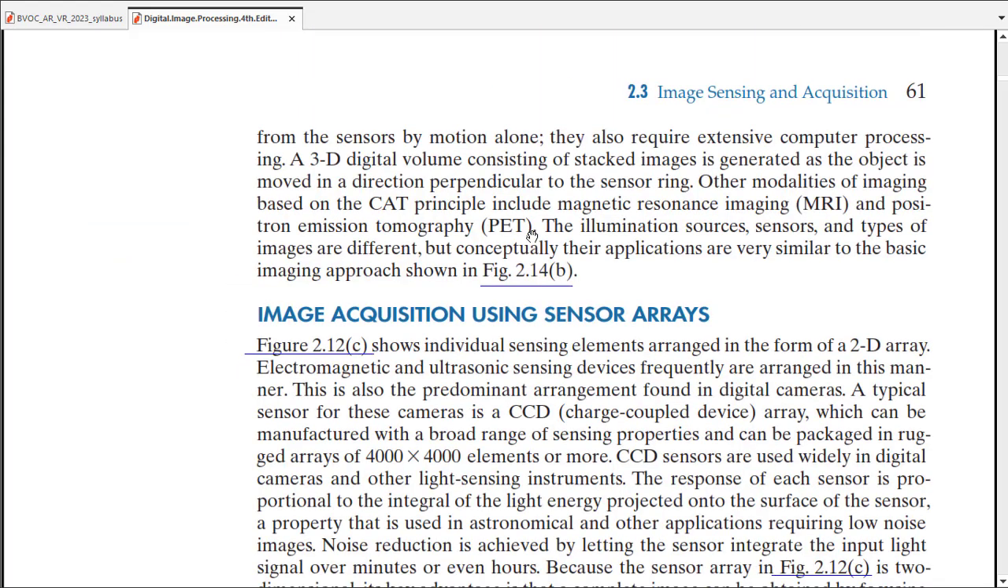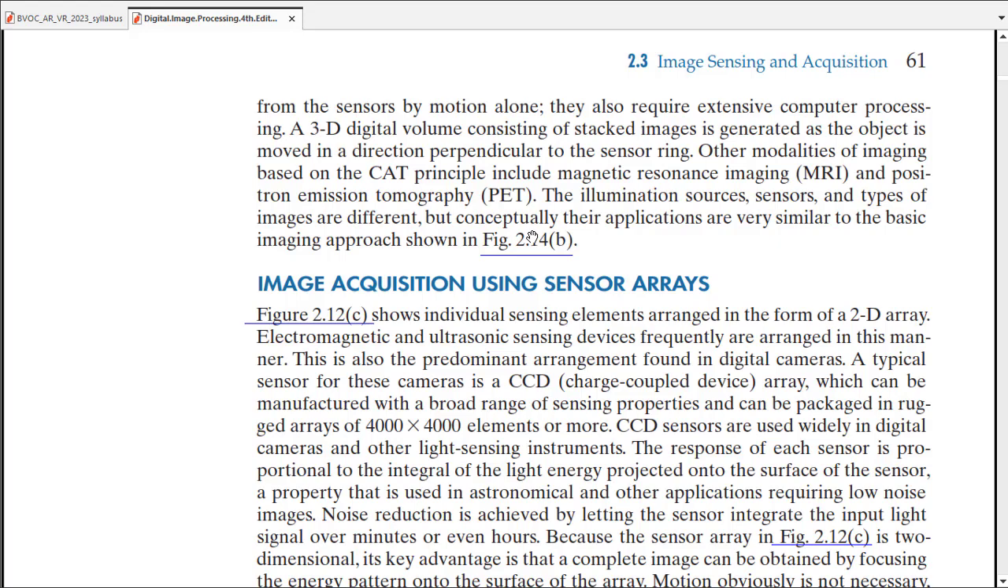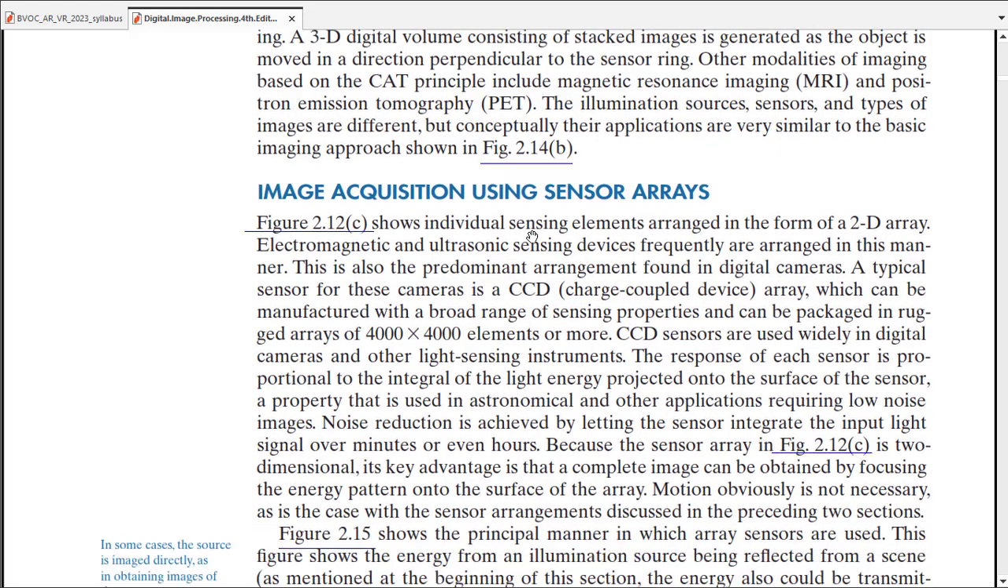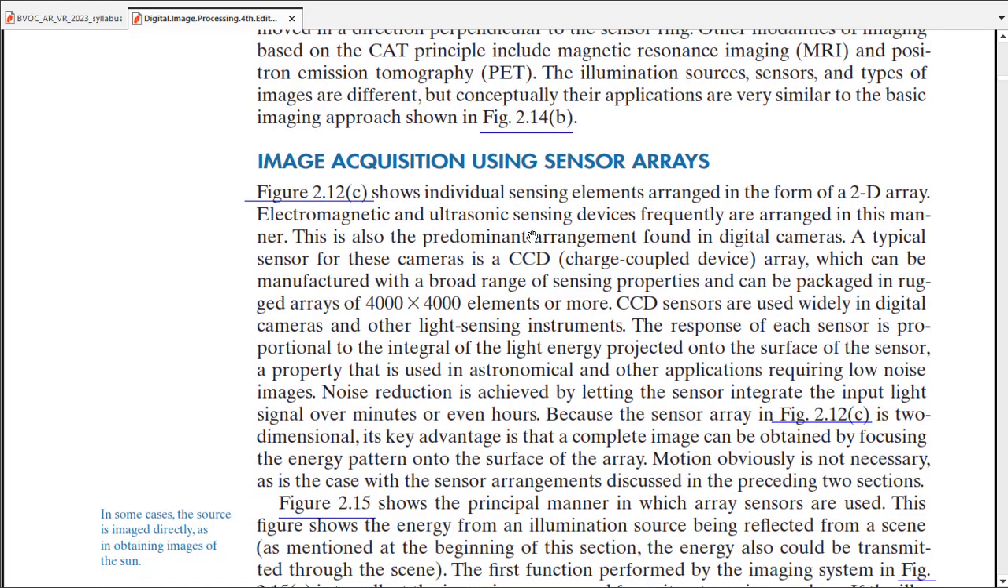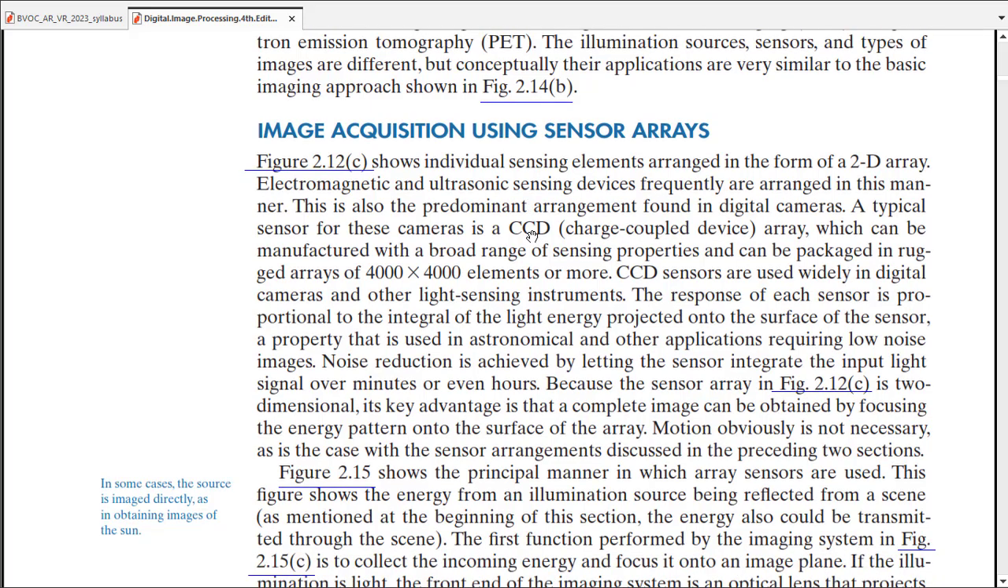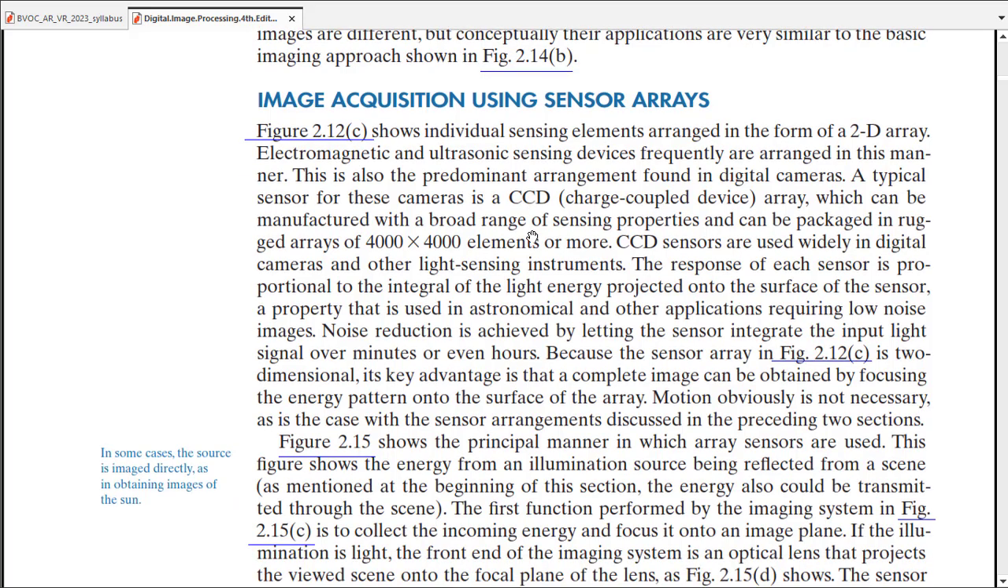So these are the main things from sensor units. In image acquisition using sensor arrays, the charge coupled device (CCD) forms a 2D array. Like that, 4000 elements or more are used in each CCD sensor, and they are used widely in digital cameras.